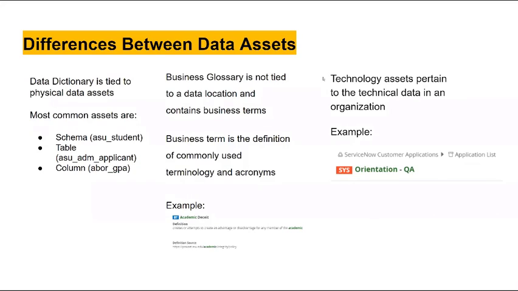And then the last data asset is technology assets, and they pertain to the technical data in an organization. Right now in Collibra, we have the S3 bucket and then the ServiceNow customer applications. The ServiceNow customer applications are a system. So you'll see this little red box with SYSTEM next to it. And again, that's your key that it is a system.